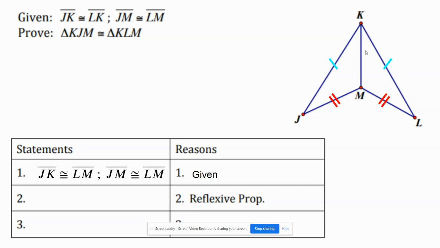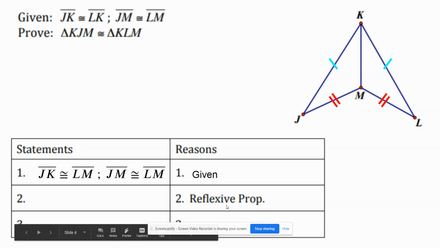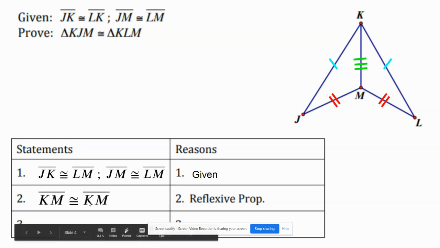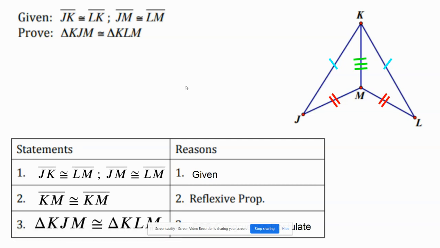Now you'll notice that KM goes to both triangles. That's the reflexive property. If you think about pulling these two triangles apart, KM will go to the first triangle and the second triangle. So that's the reflexive property. So KM is going to be congruent to itself. And then we have our final statement being a side, side, side congruence postulate.